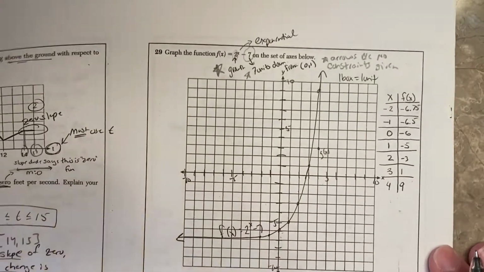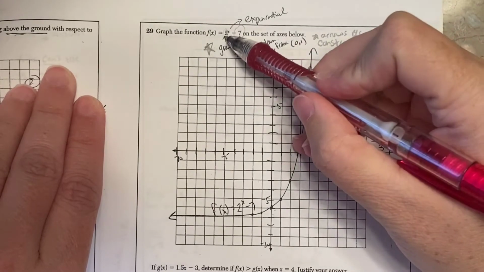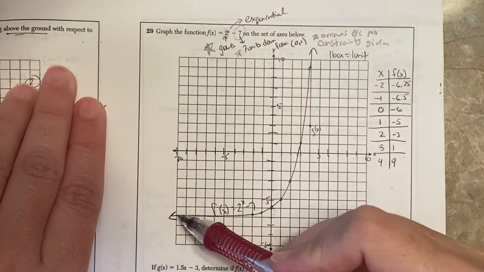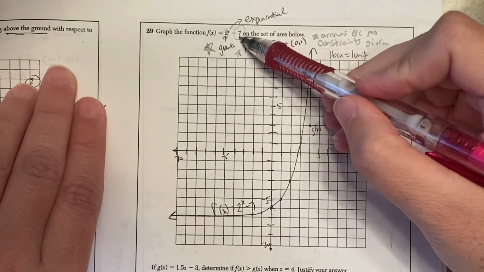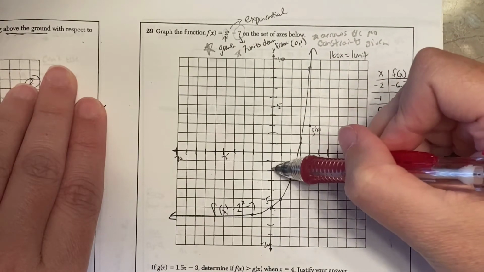All right, 29. So graph the function. So this is exponential. Basically, the 2 in front is going to show you growth. As you can tell, this is growing. And the negative 7 means 7 units down from 0, 1. So 0, 1 is here. 1, 2, 3, 4, 5, 6, 7.